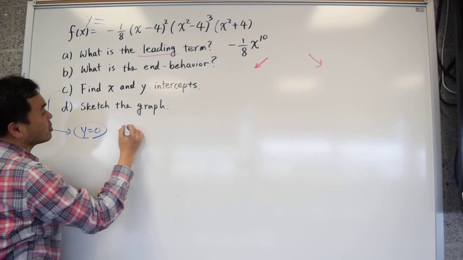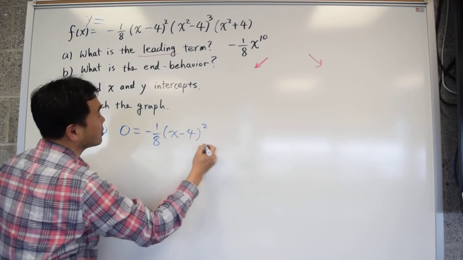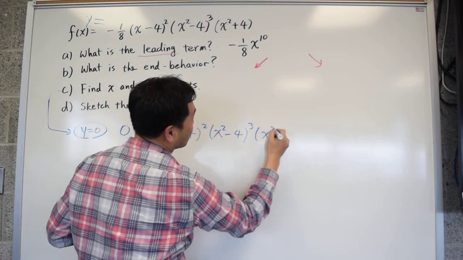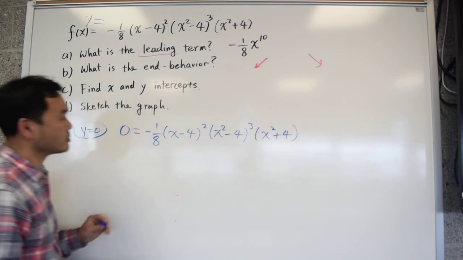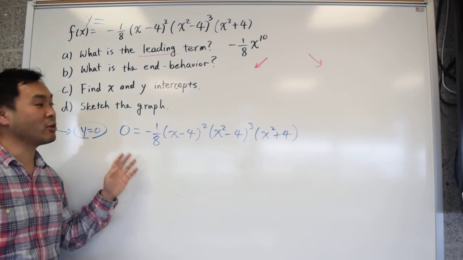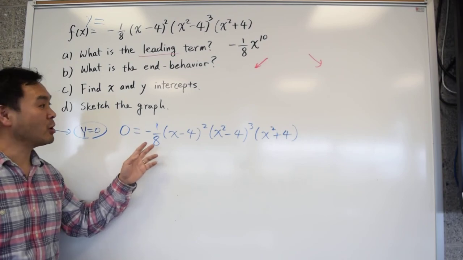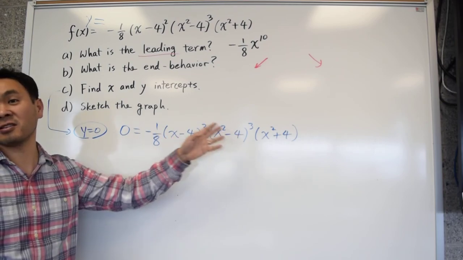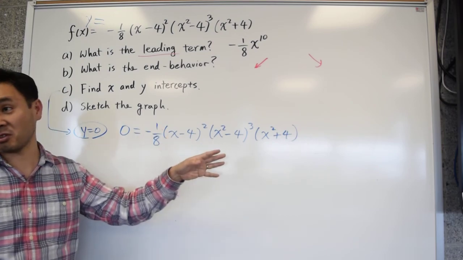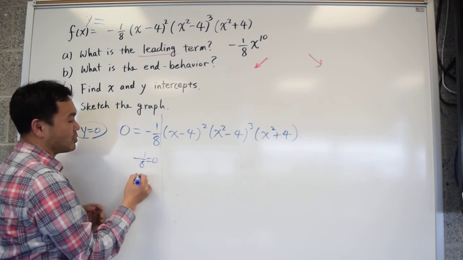That means we get 0 equals negative 1/8 times (x minus 4) squared, times (x squared minus 4) cubed, times (x squared plus 4). Okay. Now, when you have a bunch of things multiplied to give you 0, we know that at least one of them has to be 0 in order to get 0. If you multiply a bunch of things that are non-zeros, you never get 0. The only time you get a 0 is when one of them is 0. Right? So either this is 0, which can't be.